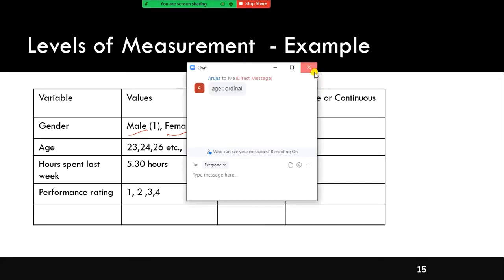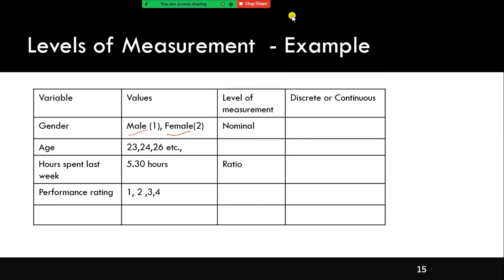Yeah, age is ordinal. Okay, so anybody else? How many of you agree with Aruna? Aruna says age is ordinal. Is that ordinal? So can I say a customer has age 23 and another customer has age 24. Can I say the customer with age 24 is superior to the customer with age 23, Aruna? Just because a customer's age is lesser, we cannot say so. We cannot do ranking here, right? 24 is not superior to 23.